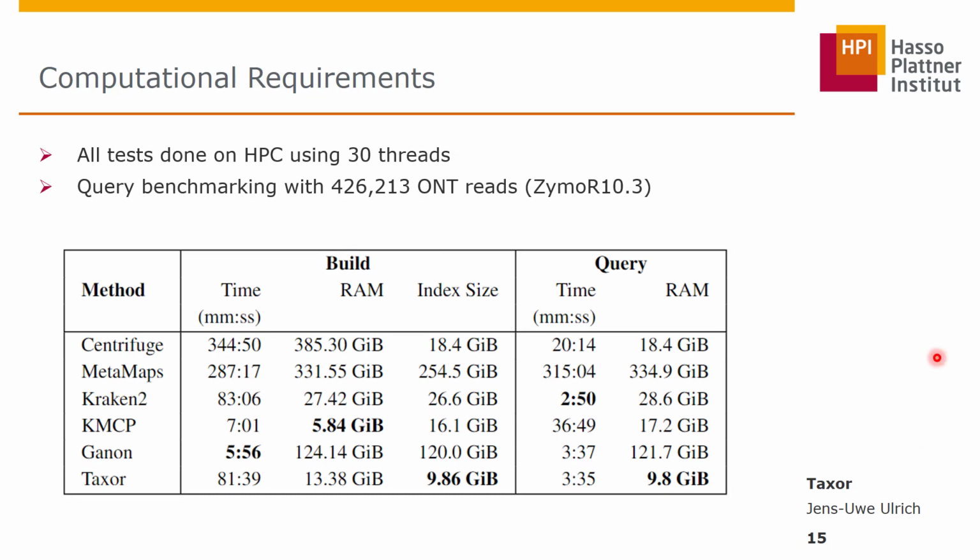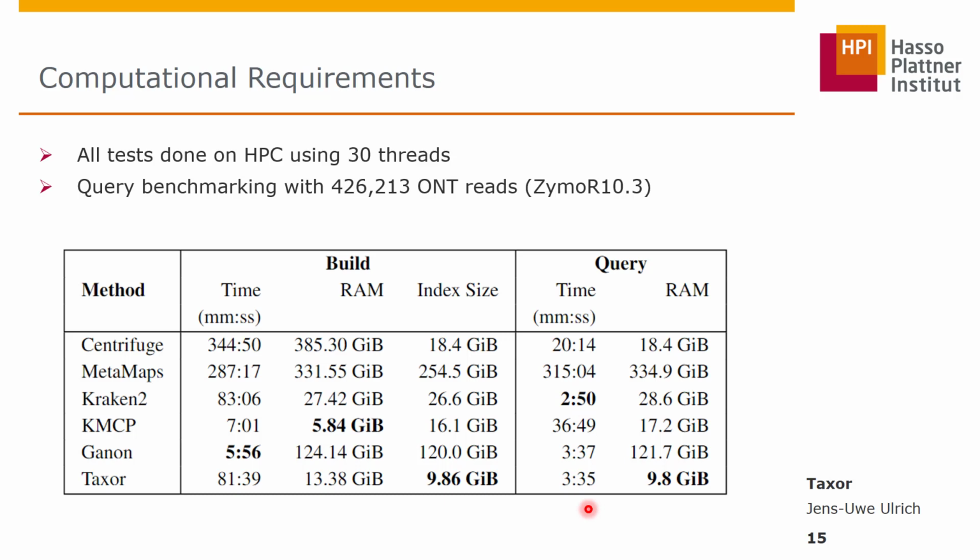As we can see, Taxor is as fast as Kraken 2 when building the index and needs only half the memory of Kraken 2. Only KMCP outperforms Taxor regarding the computational requirements for index building. However, KMCP needs almost 37 minutes for querying the reads, while Taxor is as fast as Ganon and Kraken 2.